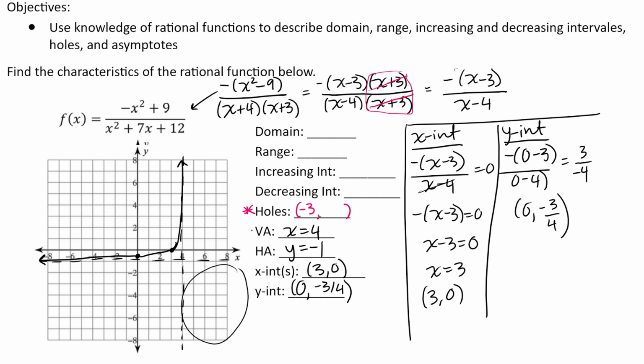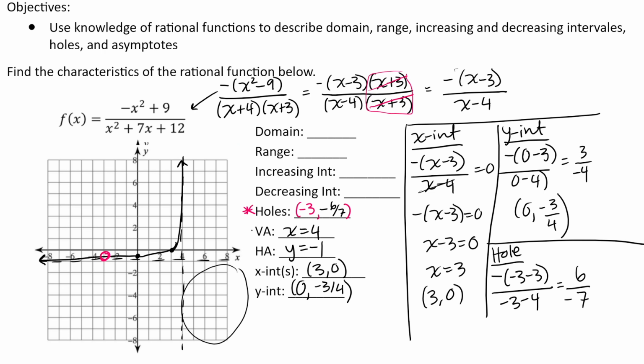Okay, we do need to find the hole, so let's do that next. I already know the x value, negative 3. So all I need to do is plug it in. Negative (negative 3 minus 3) over (negative 3 minus 4). So I have negative 3 minus 3, which is negative 6, but then I have a negative out front, so that's positive 6 over negative 7. So the hole is at (negative 3, negative 6/7). So we've got a hole right here.